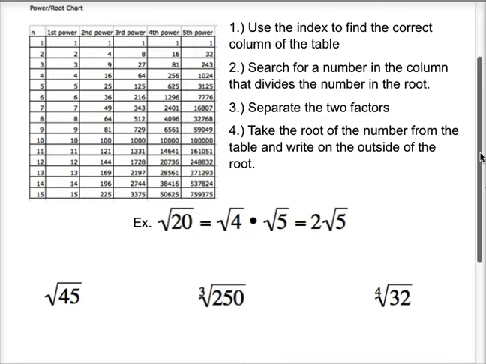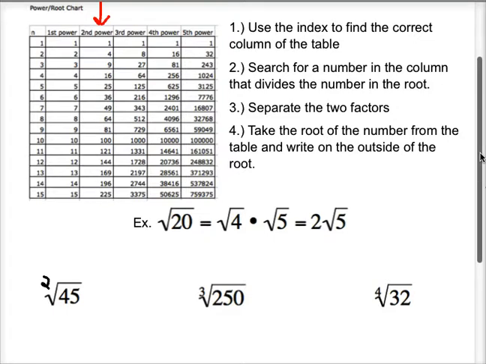So the first thing you want to do, you still need to use the index to find the correct column of the table to use. So if we're looking at that square root of 45, remember there's a hidden 2 out there. So that means I'm going to be looking at the second column. All right, you always use that to find the column that you're looking for. Now, if you'll notice, 45 isn't actually on my list here. Okay, so that can kind of cause a dilemma.